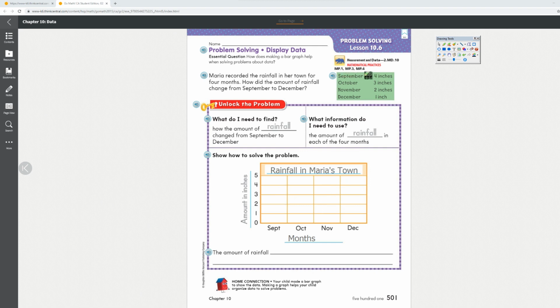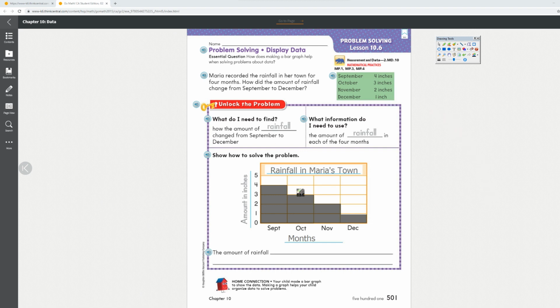So September, we can see here that it had 4 inches, so we count from 0 to 4 for September. And we can draw the bar for 4 inches for September. Now the amount of inches for October is 3, so we can go all the way up to 3 and draw a bar. For November we have 2, and for December we have 1.